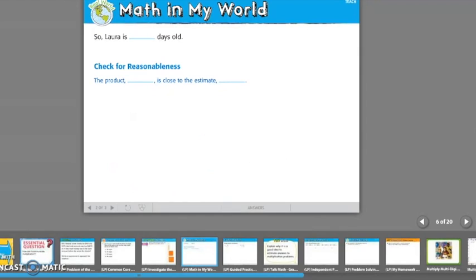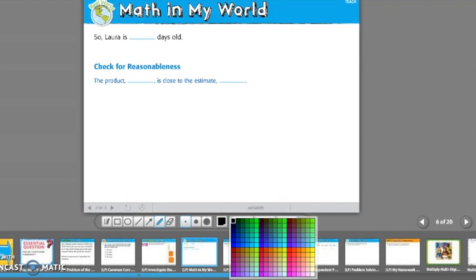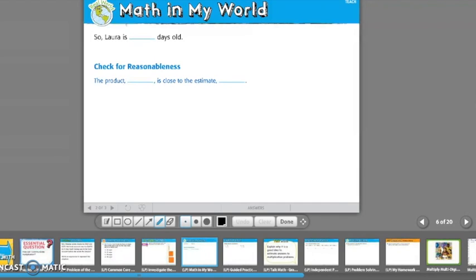So how many days old is Laura? We saw that Laura was actually 3,285 days old. And for those of you on your 9th birthday, that's about how many days old you are too. Now I'm not done. If I see here, I still need to check for reasonableness.